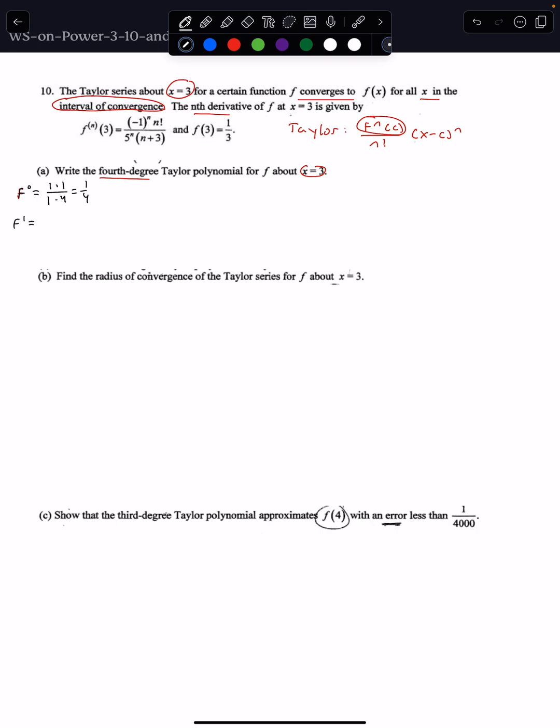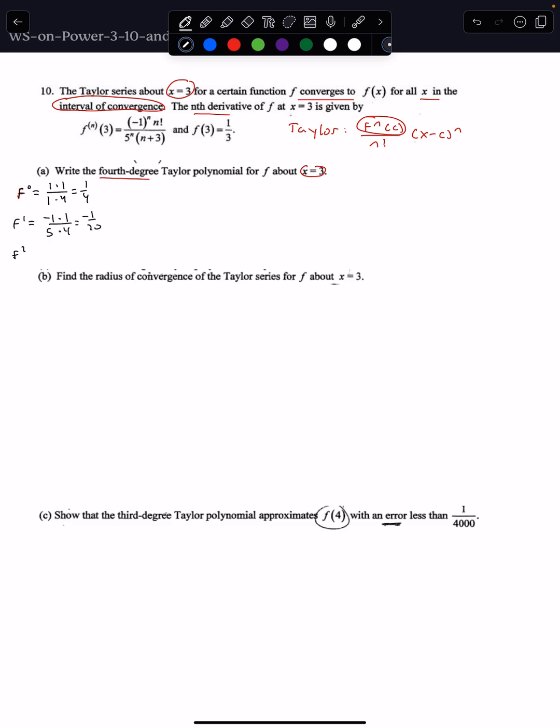Get the value of the first derivative, same thing. We're going to plug it into here. And this becomes negative 1 to the first, which is negative 1, 1 factorial, which is 1, 5 to the first, which is 5, and 1 plus 3, which is 4. So we get negative 1 over 20.